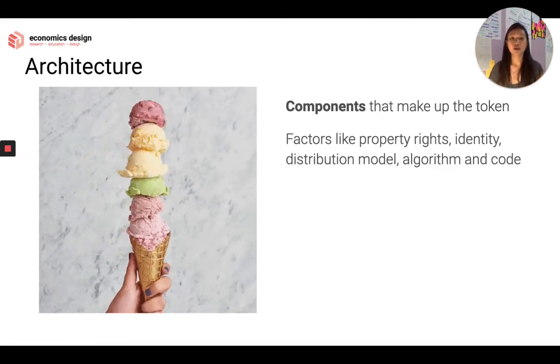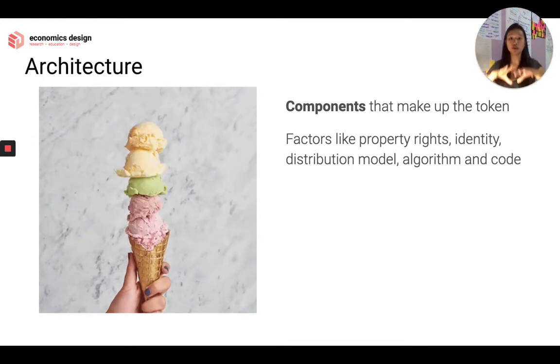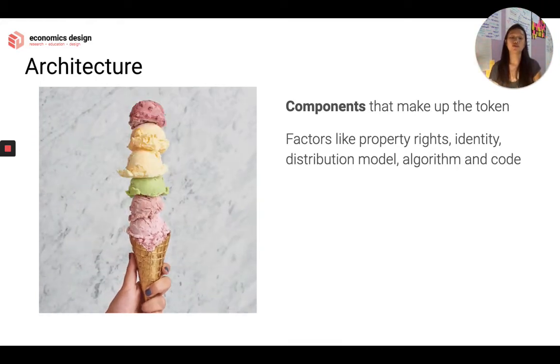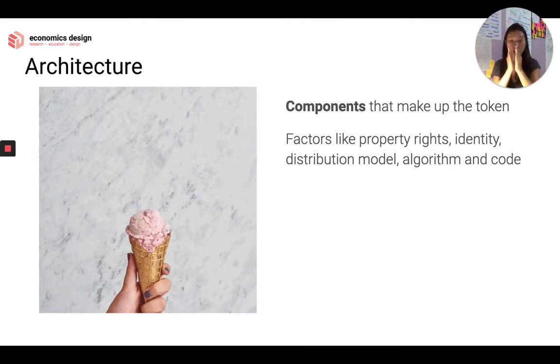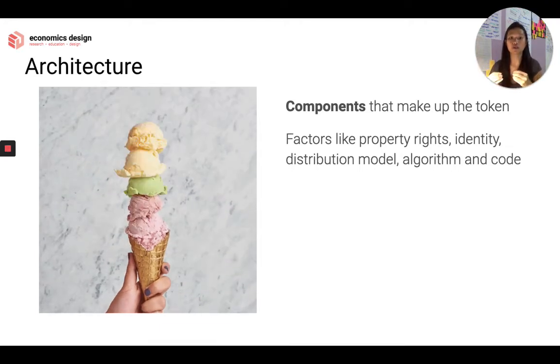So we can look at tokens as a whole, as in the structure of tokens in a macro view, like everything together. We'll also look at tokens in a micro view, as in the specific token, depending on its function, its purpose, the objective of the token, what are the building blocks that make up this token.